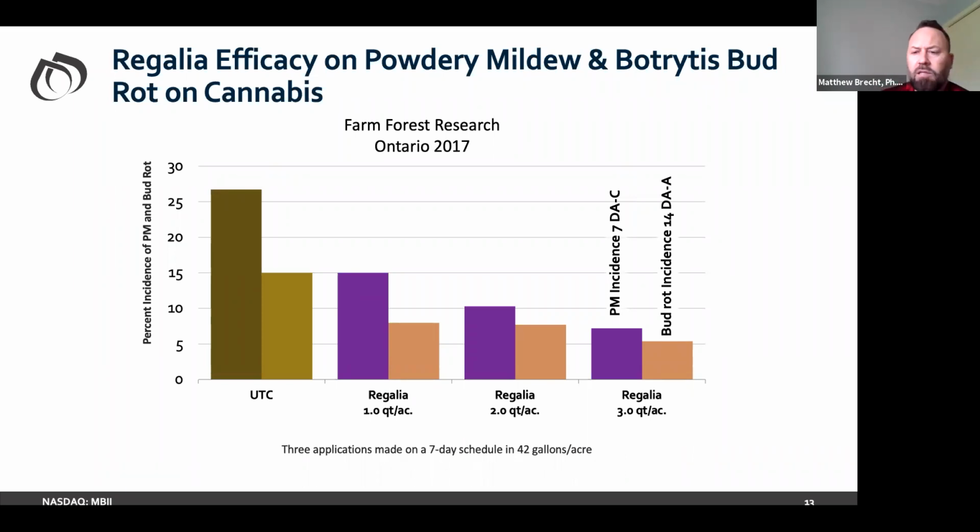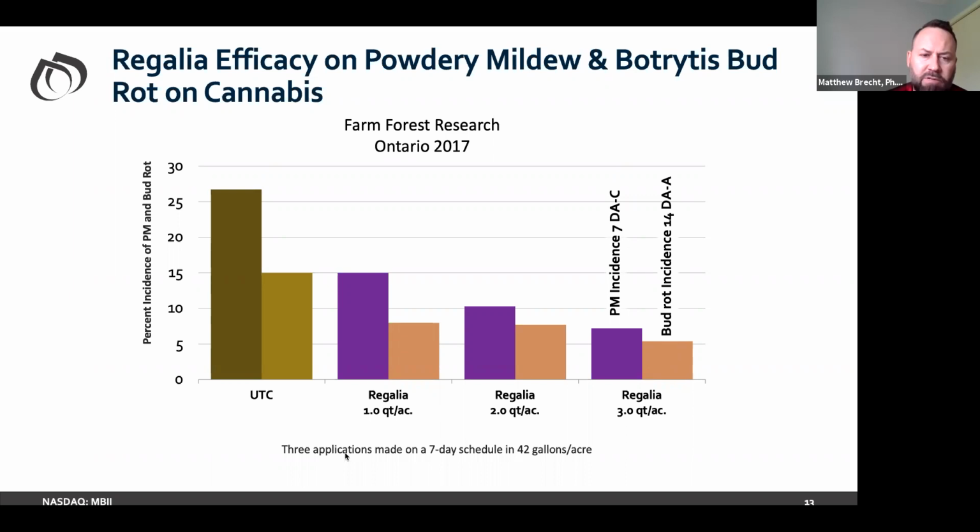Invariably, the higher end of the spectrum that you use for Regalia, you will get more control. How much more control do you need? That's up to you guys. But if you use a little bit more, you're going to get a little bit more control and a little bit more plant health reaction to it. And what we see also is a bud rot control.